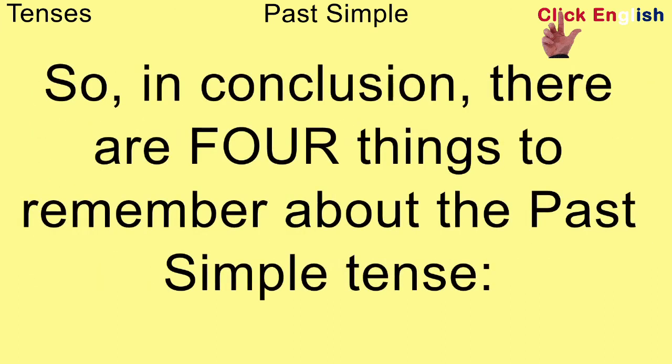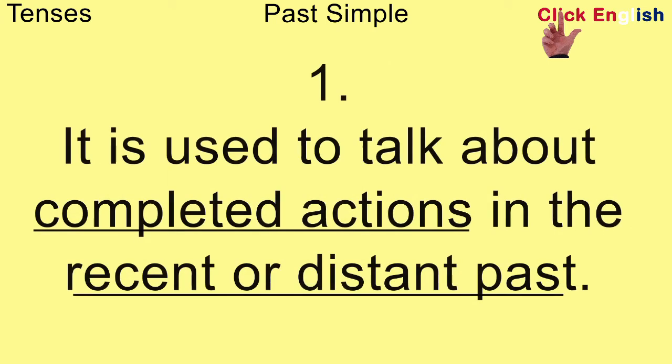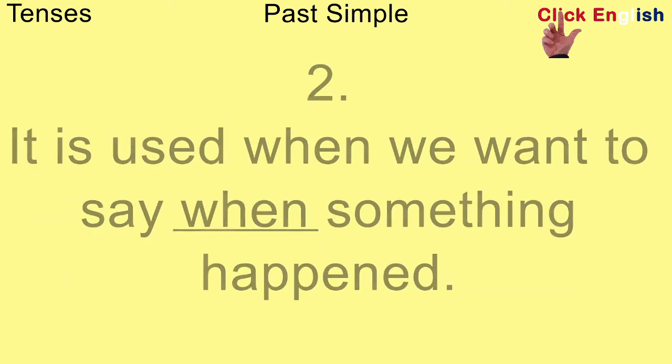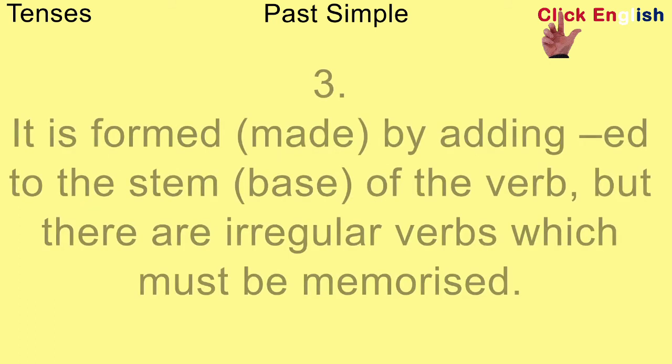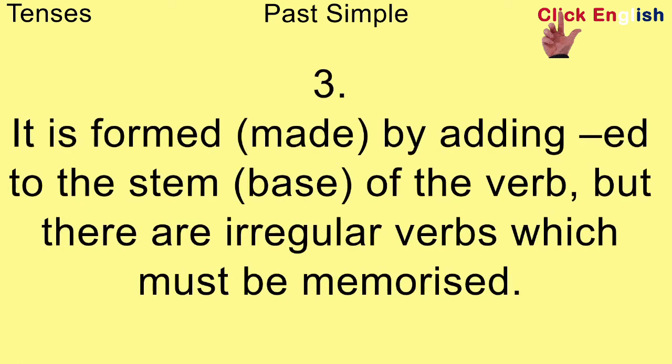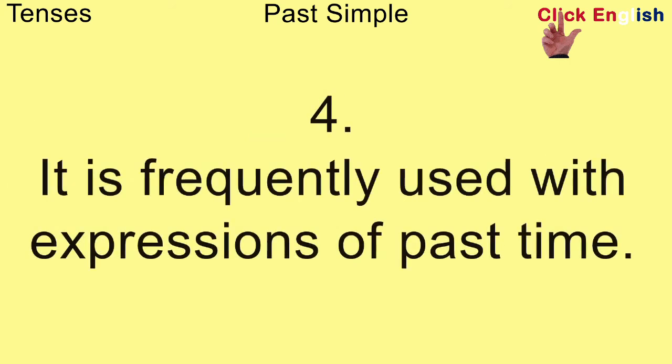So, in conclusion, there are 4 things to remember about the past simple tense. 1. It is used to talk about completed actions in the recent or distant past. 2. It is used when we want to say when something happened. 3. It is formed by adding ed to the stem of the verb, but there are irregular verbs which must be memorized. 4. It is frequently used with expressions of past time.